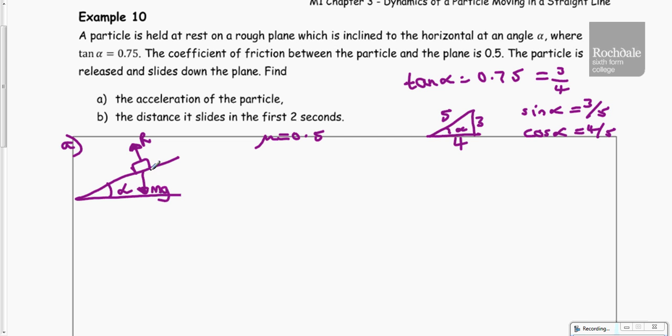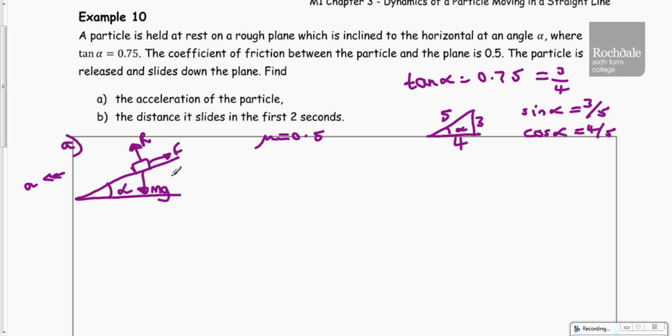mg. We know that there's friction, and if you read ahead, it says the particle is released and it slides down the plane. So it's going to accelerate that way down the plane towards the left, and so friction will resist the motion, so that will act up the plane. They're the only forces, and there's nothing pulling it down the plane apart from the effect of this force of gravity.